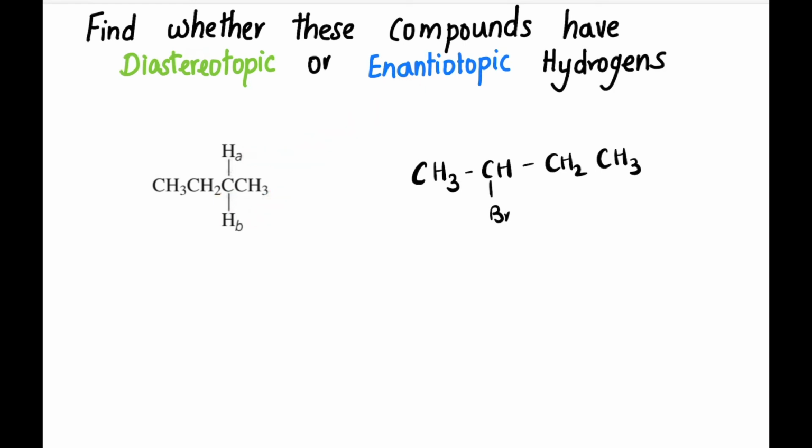Okay. And when you look at this compound right here, you already have an asymmetric center. Right? Here is my asymmetric center. And these two hydrogens that are attached to this carbon are said to be the diastereotopic hydrogens, because when you replace either one of these hydrogens with deuterium, it's going to result in a pair of diastereomers.